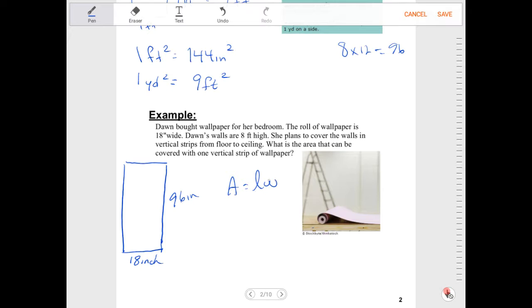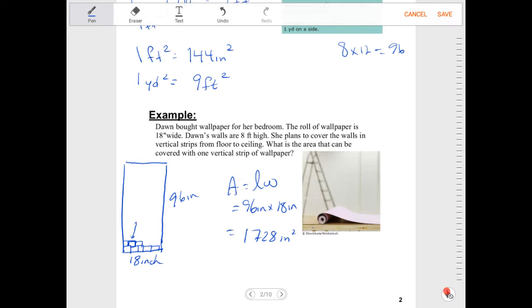Area equals length times width. We would go 96 inches times 18 inches. So 96 times 18 would be 1,728 inches squared. Another way of saying that is if you looked at this strip of paper, there would be 1,728 perfect squares that are 1 inch by 1 inch. So if you look at, let's say, this square right here, it would be 1 inch, 1 inch, 1 inch, 1 inch. And there would be 1,728 of those on that strip of wallpaper.